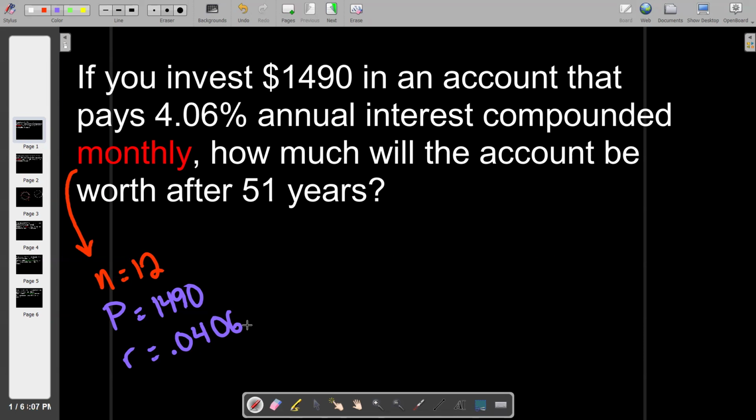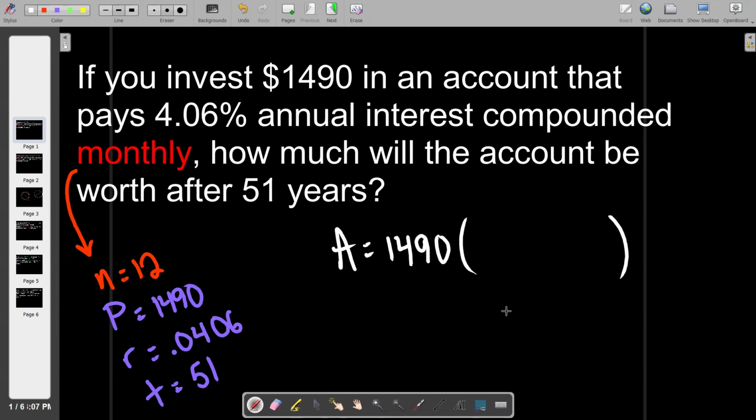So easy peasy. N is that, P is that, R is that, and of course, what is T? 51. Good. So there's what we need. That's the structure we need to do this. To figure out how much money is going to be in the account after 51 years, we simply write A equals, and we're off and running. So what goes first? Right, 1490 goes first. And then you'll remember this.